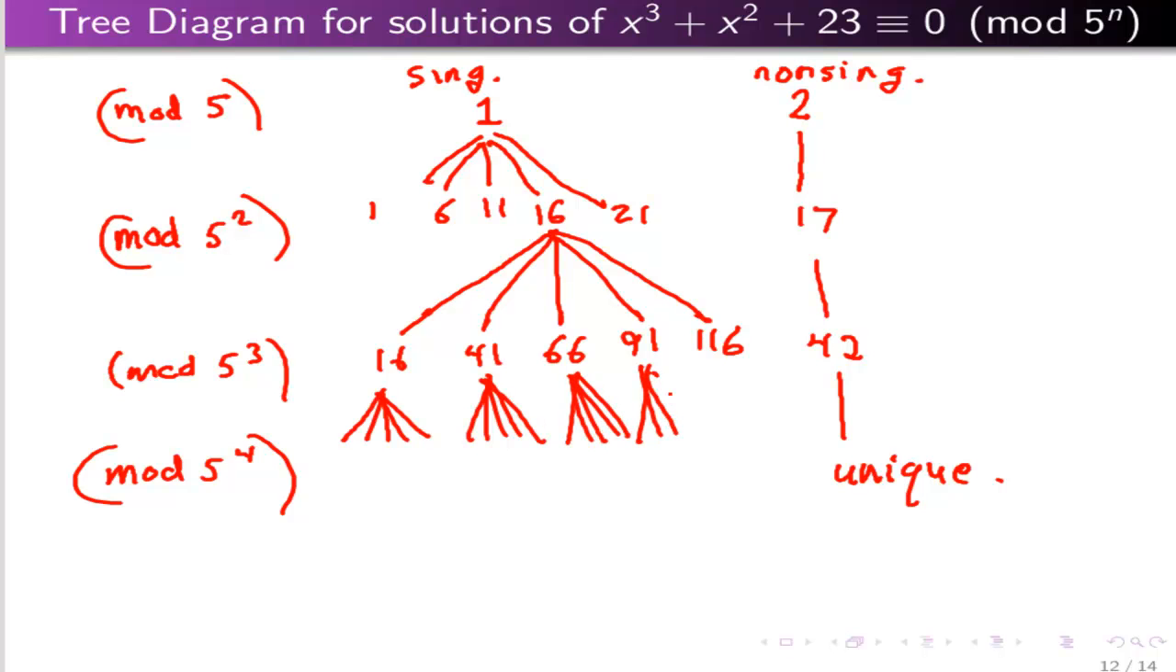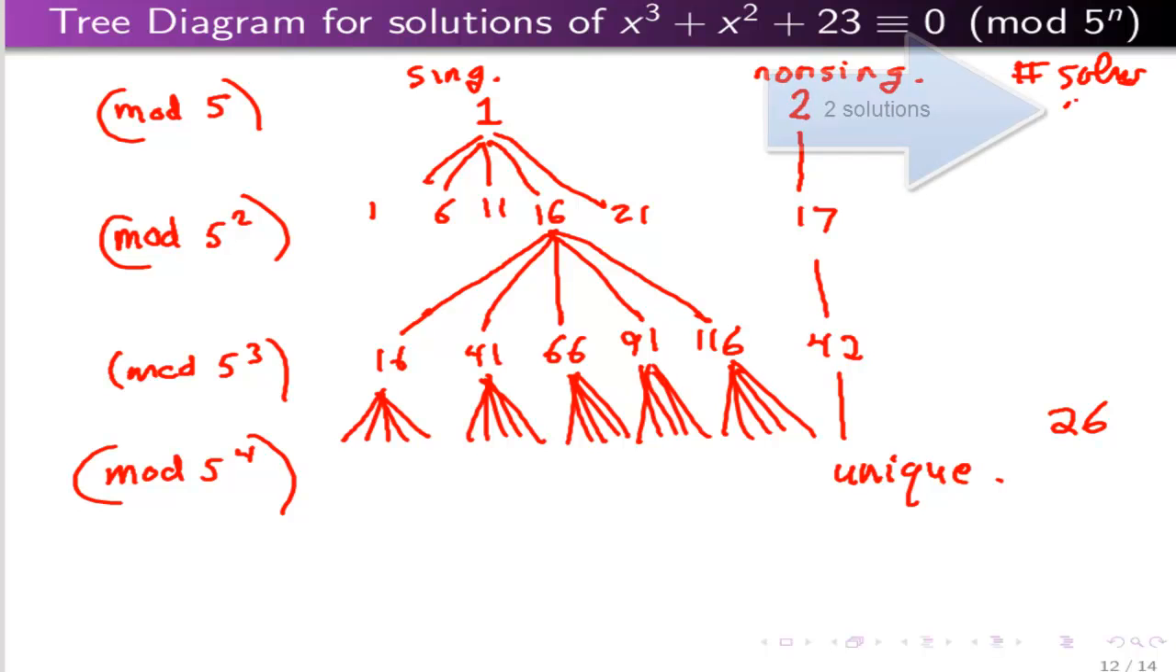So you get 5 solutions for every one of them, and so altogether we've got 26 solutions here. So number of solutions: mod 5 you had 1, we had 6 solutions here, still having 6, and then all of these split and we get 26 distinct solutions mod 5 to the 4th.